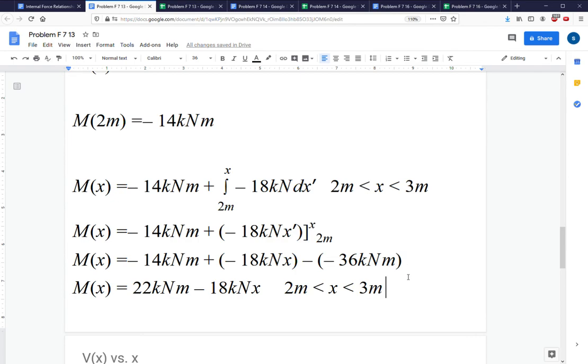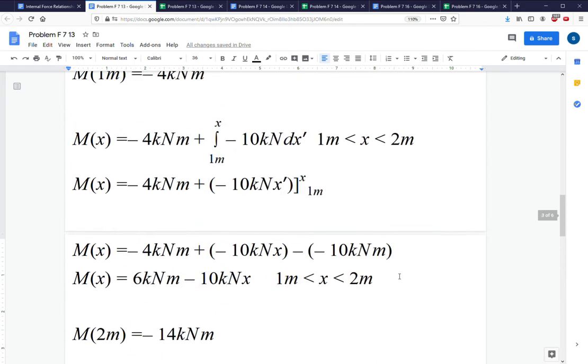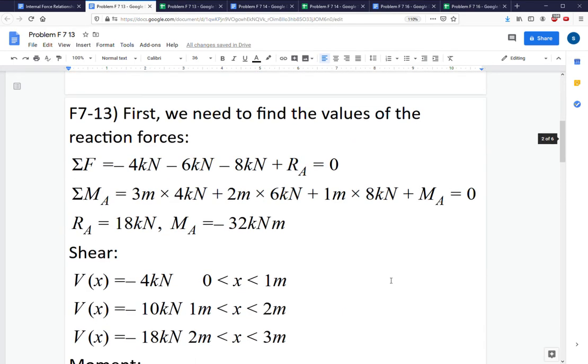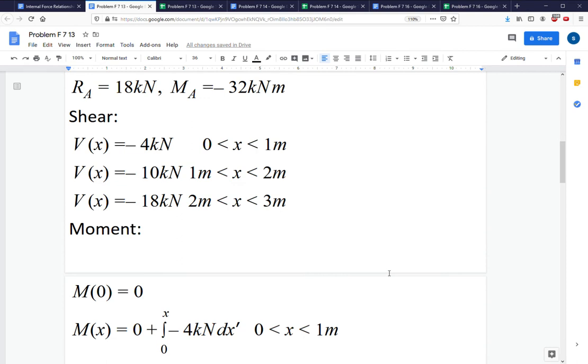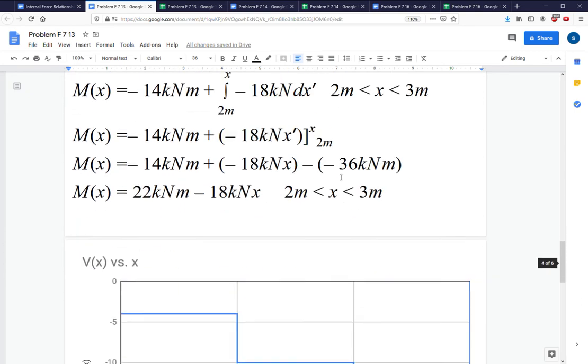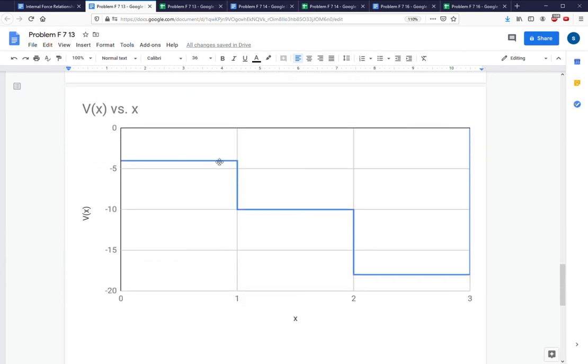Now, the question asks, draw these functions. So one thing we could do, we could try to freehand this. We could say, well, this is obviously a step function. So it starts off at -4 for a meter, then -10 for a meter, then -18 for a meter. And you should get something that looks like this.